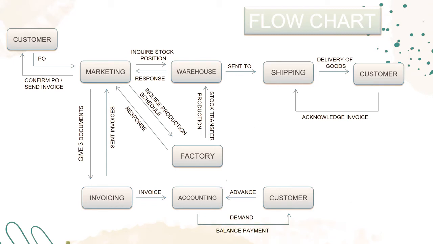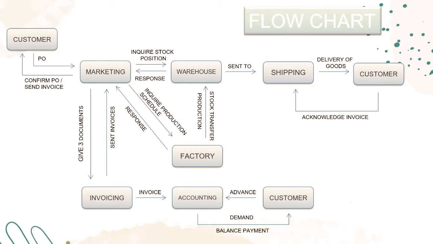The accuracy of inventory records is important because customers may become justifiably upset when unexpected delays occur in filling their orders. Next, the warehouse department will respond to the marketing department to inform whether the item is available or not. If not available, the marketing department will send a production schedule inquiry to the factory to fulfil the customer order.